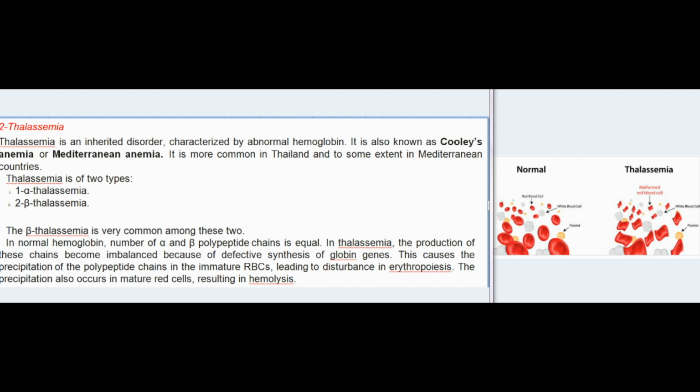In normal hemoglobin, the number of alpha and beta polypeptide chains is equal. In thalassemia, the production of these chains becomes imbalanced because of defective synthesis of globin genes. This causes the precipitation of the polypeptide chains in the immature RBCs, leading to disturbance in erythropoiesis. The precipitation also occurs in mature red cells, resulting in hemolysis.